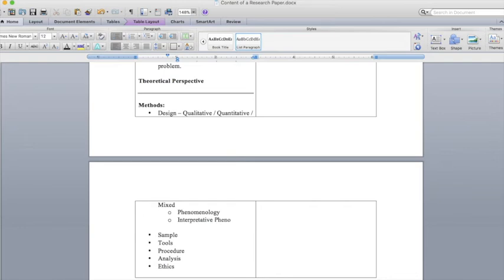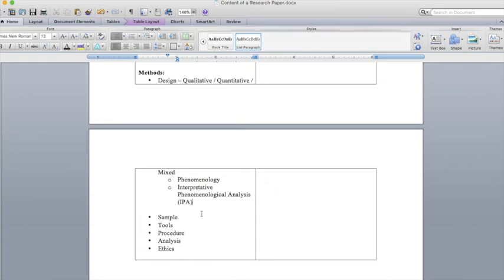interpretative phenomenological analysis. It's just a subtype of phenomenology which we call IPA. Okay, and through this we use something called thematic analysis. This is just a method of analyzing written information, thematic analysis.